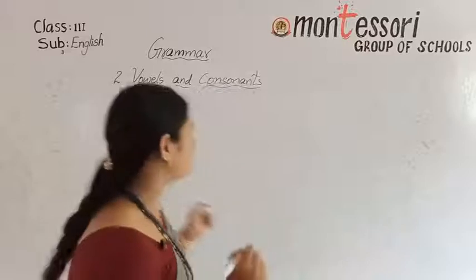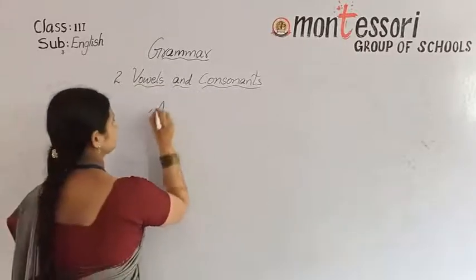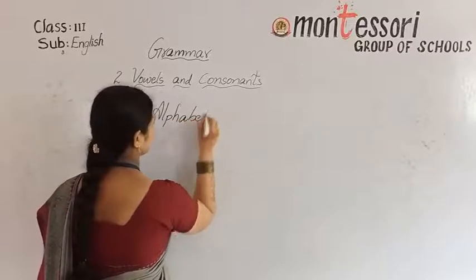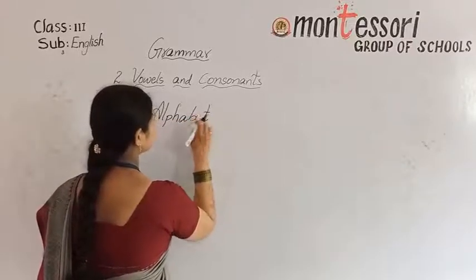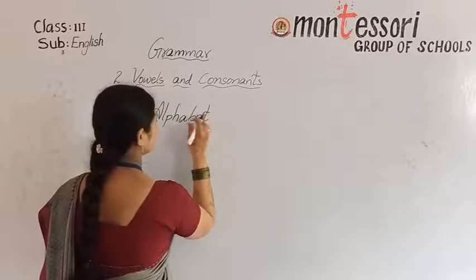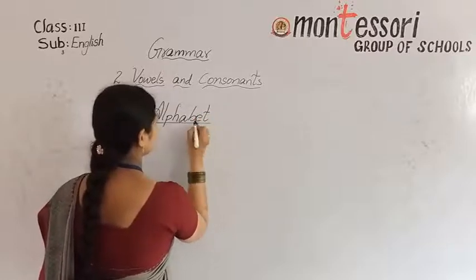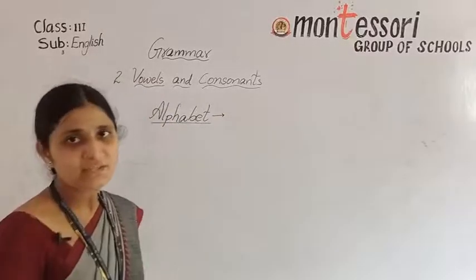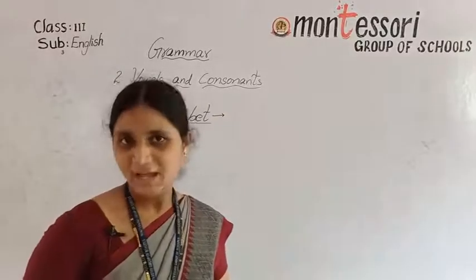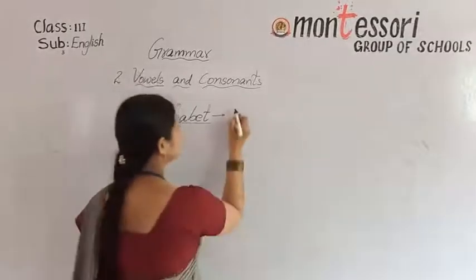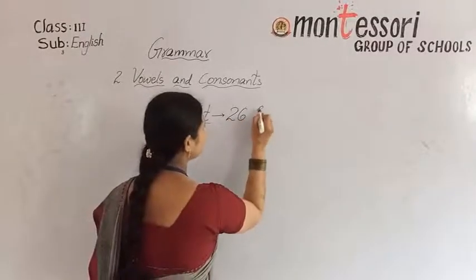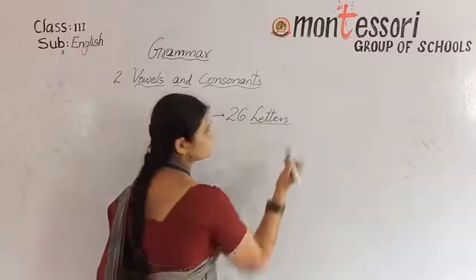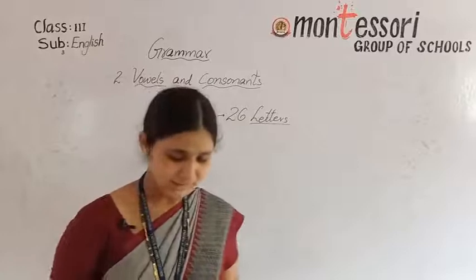Okay, alphabet. How many letters do we have in the English alphabet? How many letters do we have? We have 26 letters. Very good. We have 26 letters.